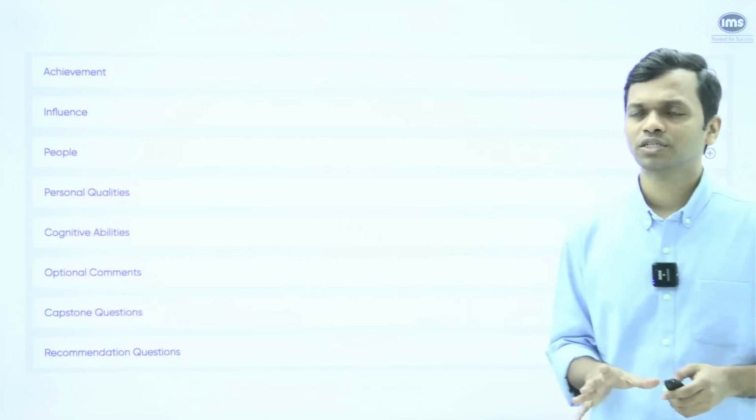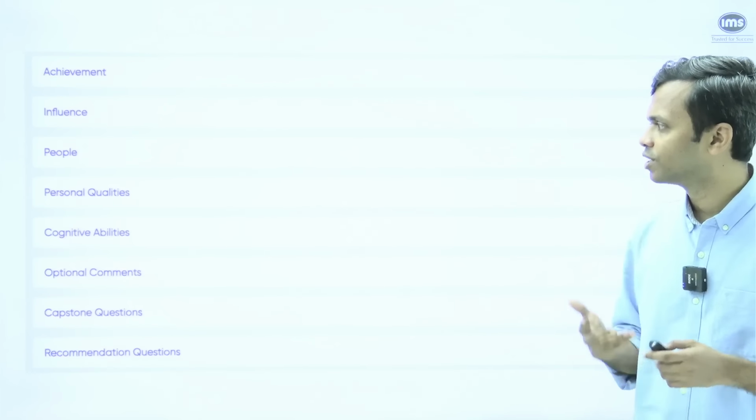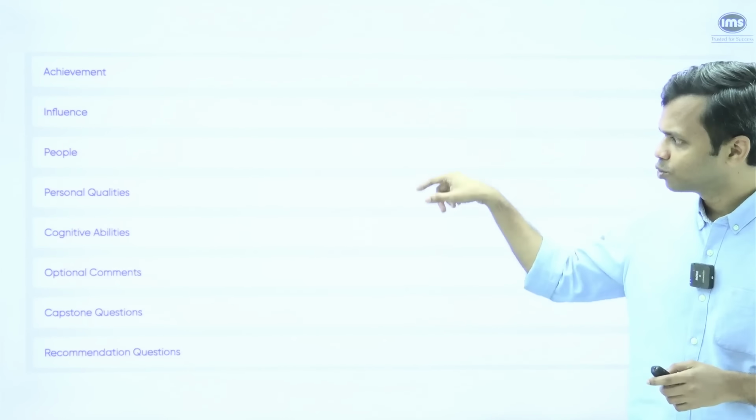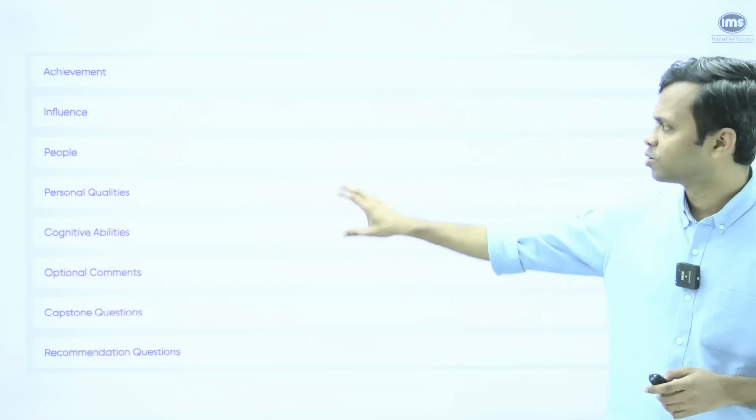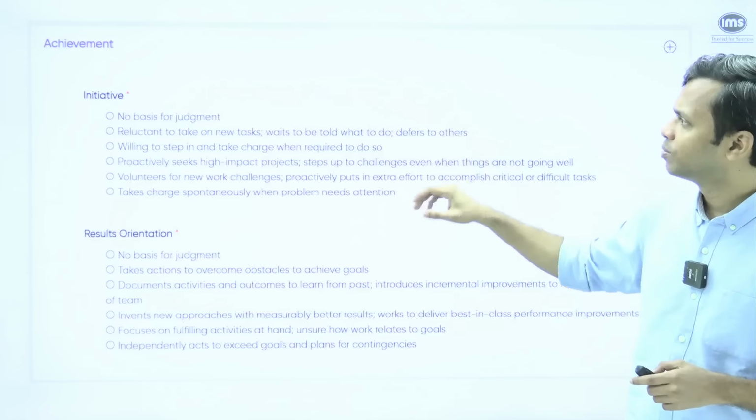So there are a lot of questions there: achievement, influence, people, personal qualities, cognitive abilities, and so on. I will show you some of them and the open-ended questions, because the middle ones are similar to what you see in the beginning. So achievement looks like this.